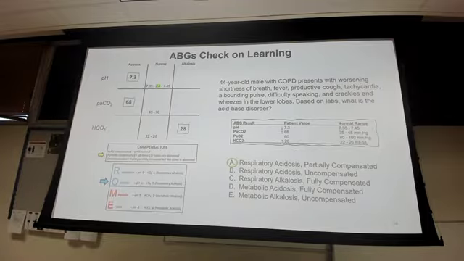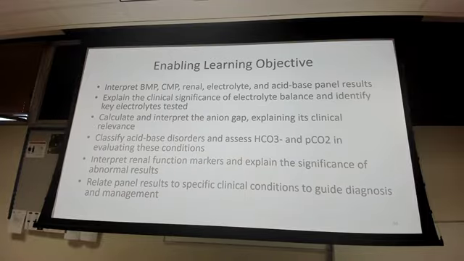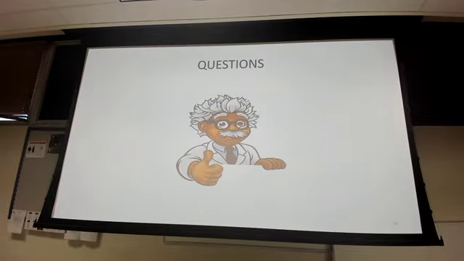Oh, we're still okay. Arrows are still going. Okay. All right. ELOs. So we talked about BMP, CMP. We touched a little bit on the electrolyte panel. I told y'all you need to know about the anion gap, know those acid-base imbalances. Know your renal functions and all of the clinical conditions that are associated with that. And y'all gonna rock this test.